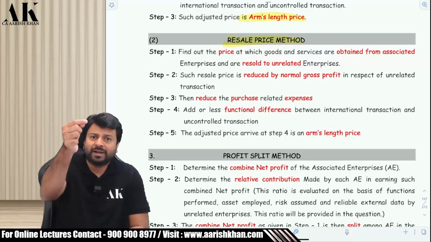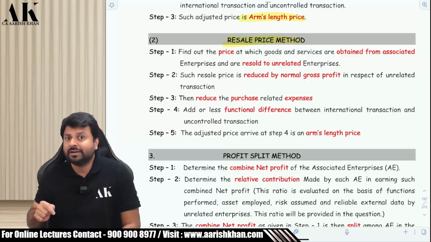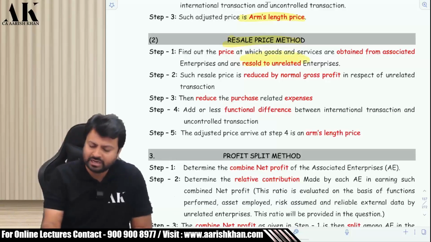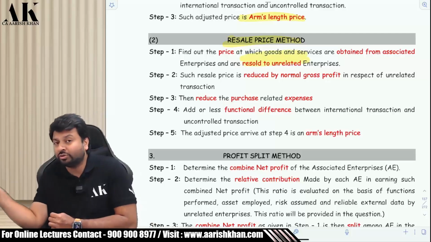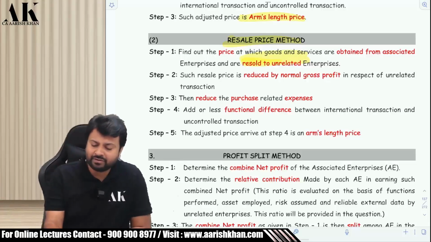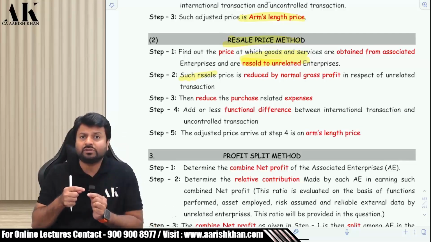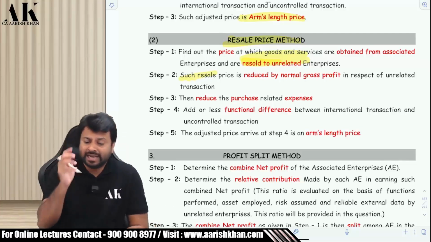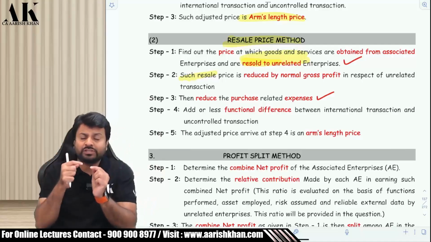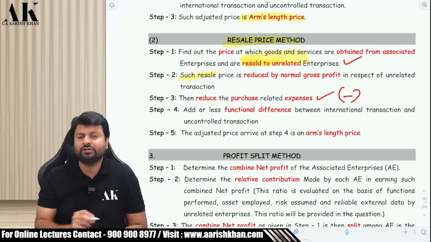Step 1 is the price at which you have purchased from the associate enterprise and then resold to the third party. Purchased from the associate enterprise at 2,000 rupees and resold to the third party at 3,000 rupees. That 3,000 rupees, the price at which it is resold to the third party, will become your step number 1. Then the GP margin on goods purchased from unassociated and sold to unassociated will be reduced from here. Third, if you are purchasing from the associate enterprise, you might have incurred some purchase related expenses like freight and custom duty, so you reduce that also from your cost.